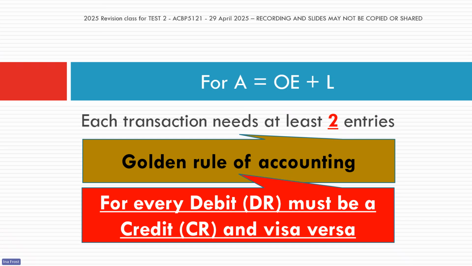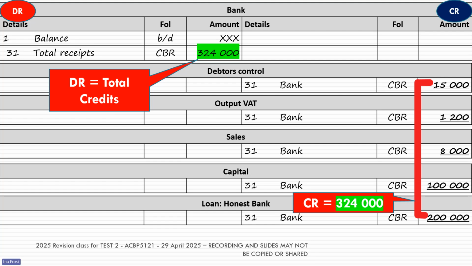One of these must be debit and the other must be credit. So we are still staying true to our golden rule of accounting. We have at least 2 entries, one of them a debit and one of them a credit. If we look back here, yes, we have at least 2 entries, a debit and a credit. For the credit side, we just have 5 individual entries, but together they make one double entry.